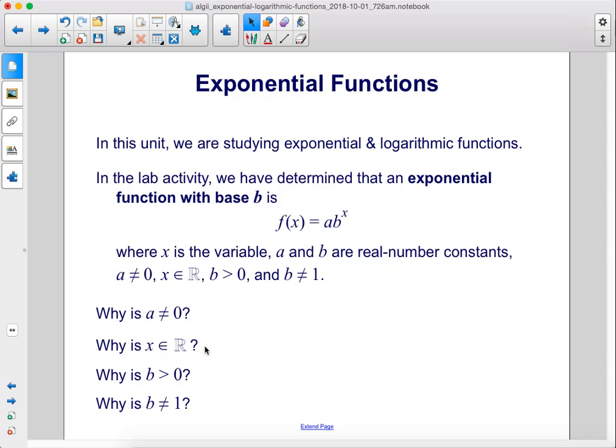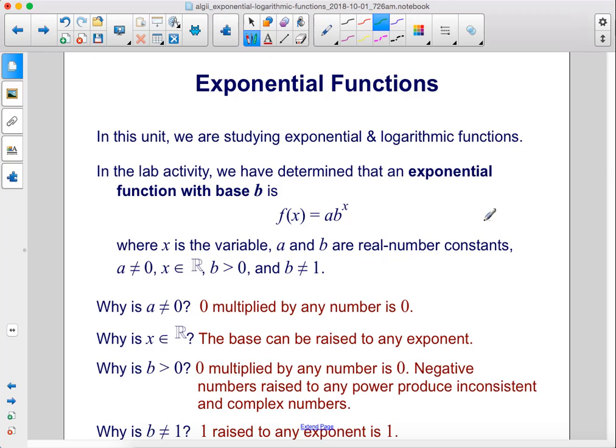Why does x belong to the set of all real numbers? Why is b greater than 0? And why is b not equal to 1? A cannot equal 0 because that would make this whole thing 0, since 0 multiplied by any number is 0.